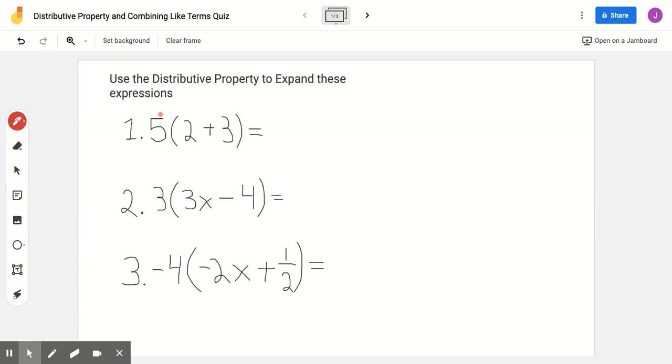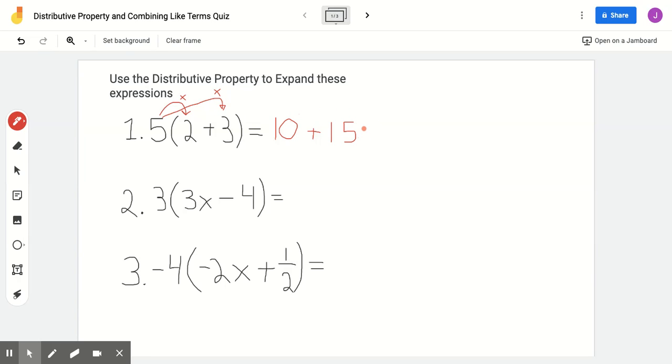Okay, so this is the correct answer. Let's show you. We take the 5, remember, and we distribute it to the 2. Multiplication. 5 times 2 is 10. And then we distribute the 5 to the 3. 5 times 3 is 15. Remember, we keep the sign that we had in the middle. So we end up with 10 plus 15.